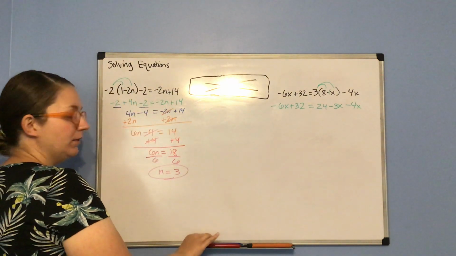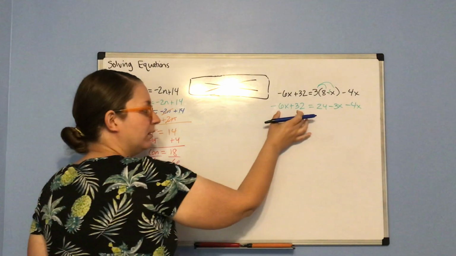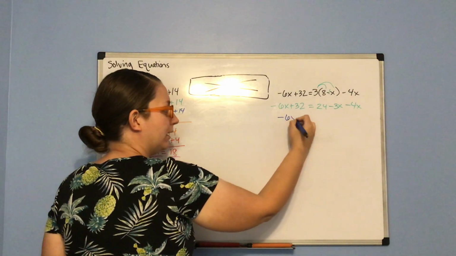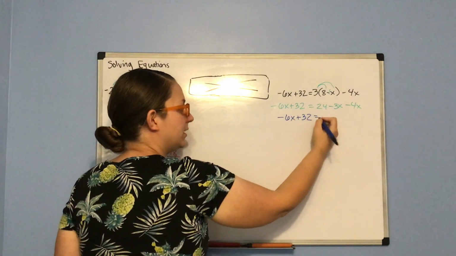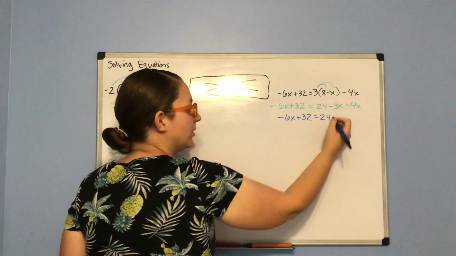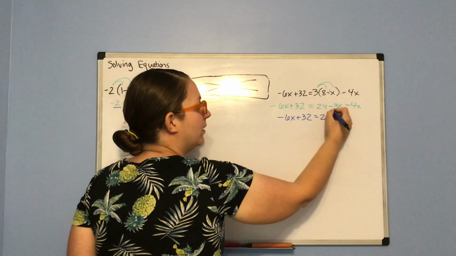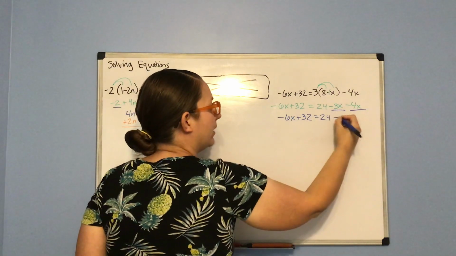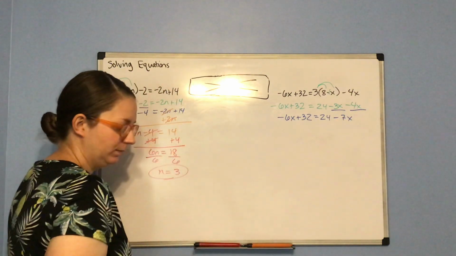Now, do we have any same side like terms? Again, nothing can be done on this side for now. So that's going to stay the same. On the other side, 24 is my only number term, so it stays the same. Negative 3x minus 4x gives me negative 7x.